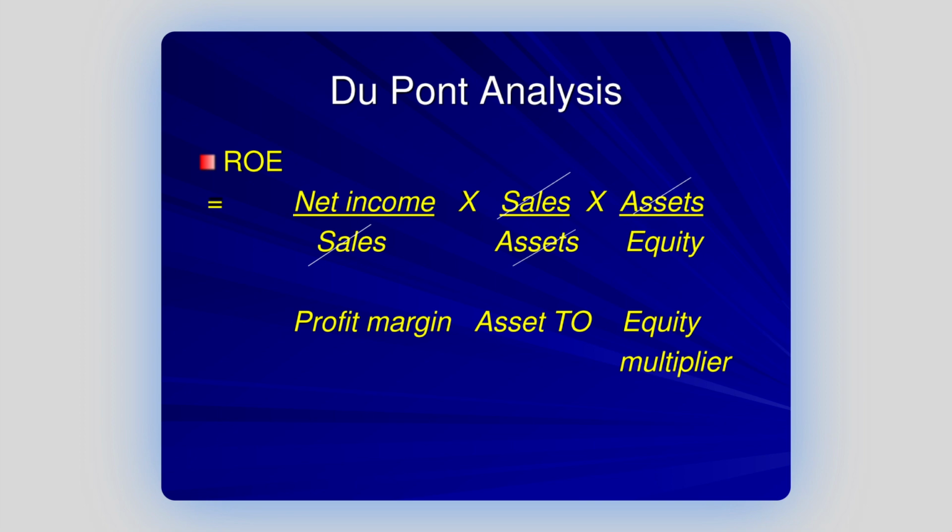And next one, so how do you compute for the ROE? Net income divided by your sales times sales and assets, and to be multiplied by the assets and equity. So ibig sabihin, how do we compute for the DuPont model? That would be your profit margin to be multiplied by the asset turnover and to be multiplied by the equity multiplier. Okay? So, ganun lang ha. Particularly in computing for the return on equity.